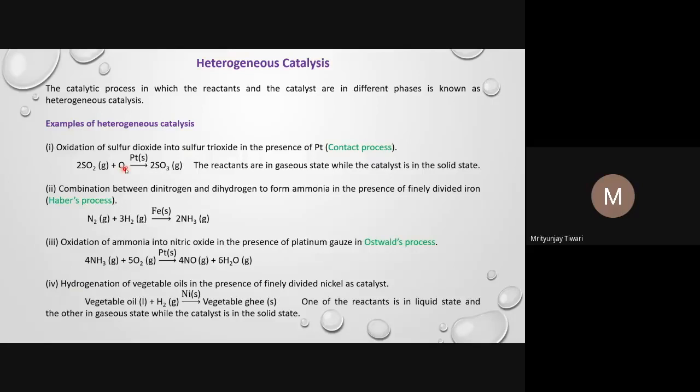Oxygen is in the gaseous phase. We know oxygen is a gas. Sulfur dioxide is also a gas, but the catalyst is solid. So the catalyst and the reactants are in different phases. So this is an example of heterogeneous catalysis.